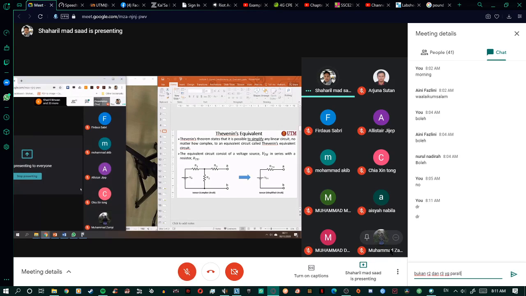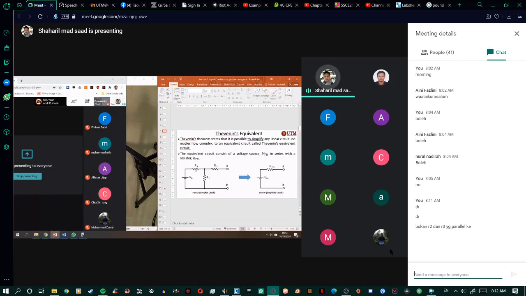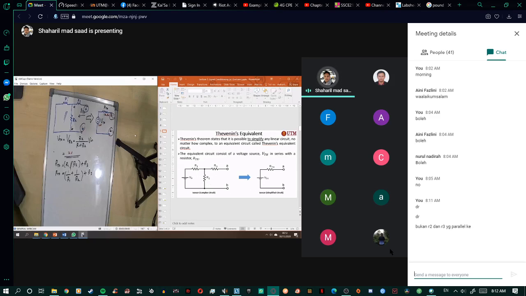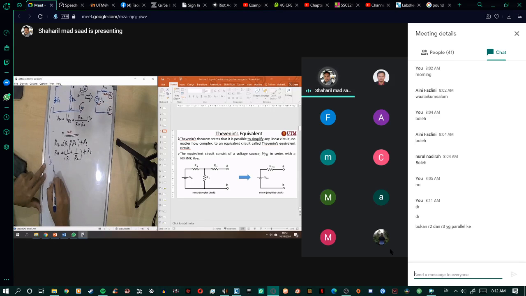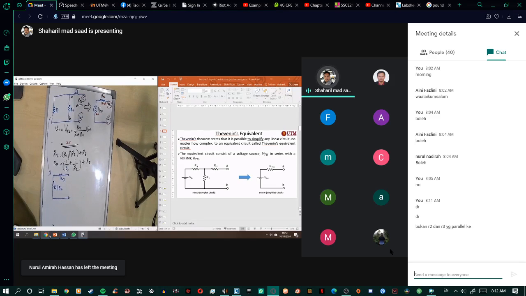R2 and R3 is parallel. What do you mean is parallel? R1 and R2, when you short it, so that means when you short it, this one will become R1. So R1 and R2 is parallel. When you simplify it, you will get another resistor. So this one is R1 parallel with R2, and then you pass with R3. Do I answer your question?